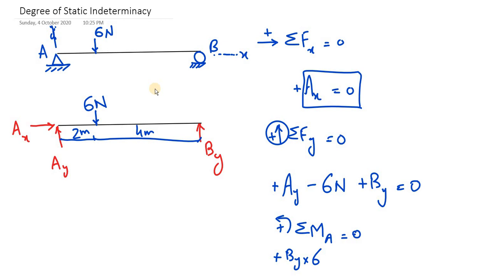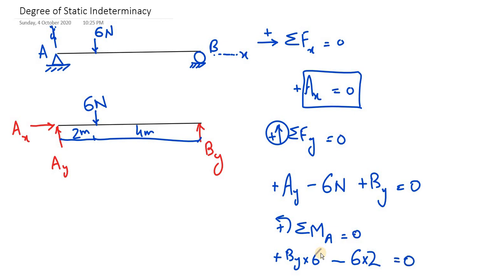6 Newton force is going to produce a moment in a sense which is opposite to the assumed positive sense. So we would be writing it with a negative sign. This is with a negative sign, not because it is downward, but because it is producing a moment in a sense which is opposite to the assumed positive sense. So 6 into 2, 12, equal to 0, and that's it.